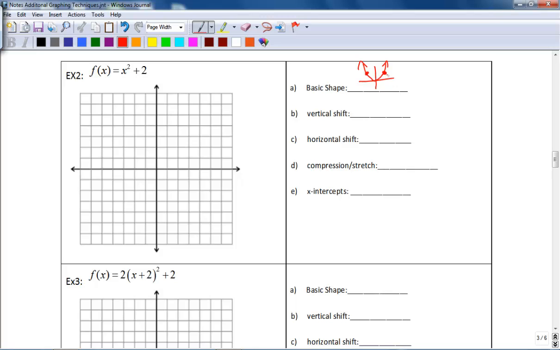Then I'm asked to find the vertical shift. Well, the vertical shift is the number that I'm adding to the function. Well, look here. Am I adding or subtracting something to this function? I am. I'm adding 2. That means that 2 is positive, which will mean I'm going to go up 2.